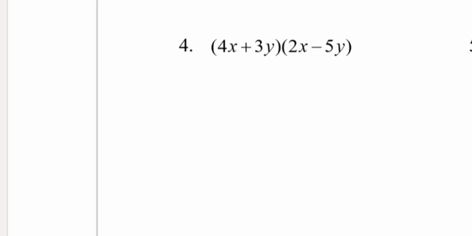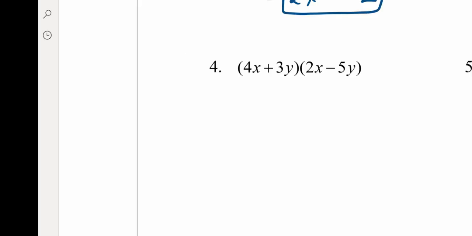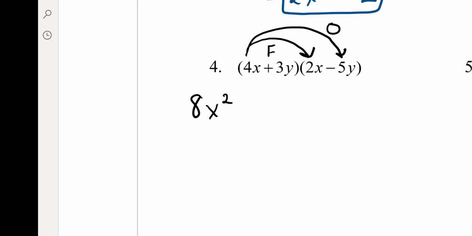And now in number 4, we once again have two binomials, but we have two variables. However, the process is still going to be the same. Go ahead and use our FOIL method again. So we're going to multiply the 4x times the 2x, that's our first terms. That gives us 8x squared. Then we multiply the 4x times the negative 5y, which are our outer terms, and we get a negative 20xy. Multiplying our inside terms or inner terms, we multiply 3y times 2x, which gives us a plus 6xy.